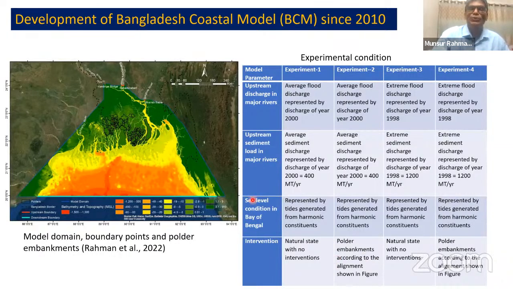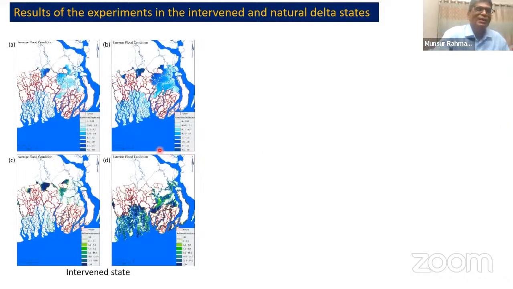And to do that, we have a large scale simulation considering the bathymetry of the river system, the coast, etc., that we have been generating for the last decade. And with this, the result that we have in the intervened state, we found that the flooding and sedimentation for the average flood and the extreme floods are clustered, and sedimentation is much higher in the extreme flood condition.